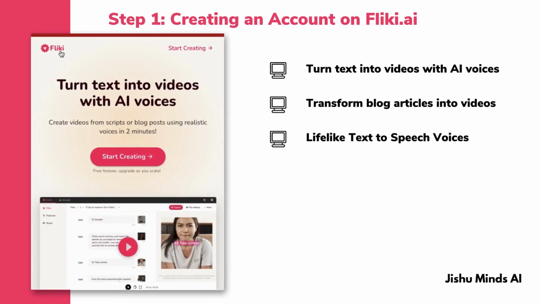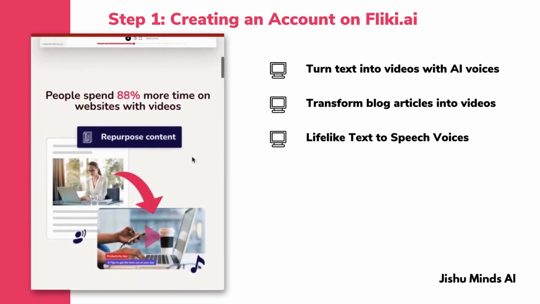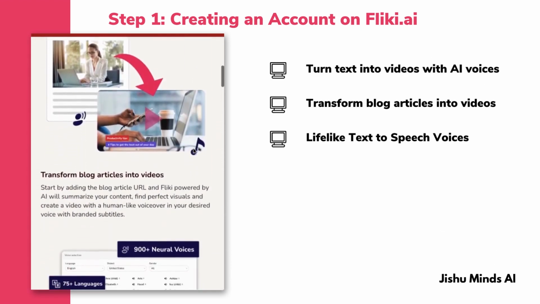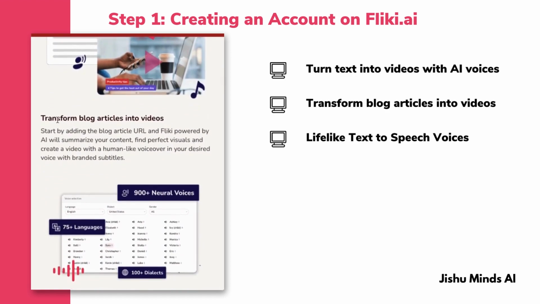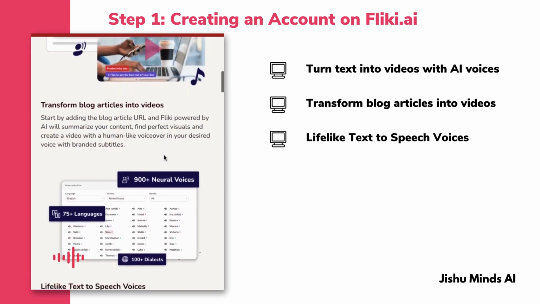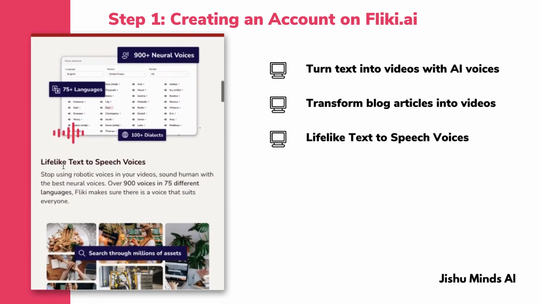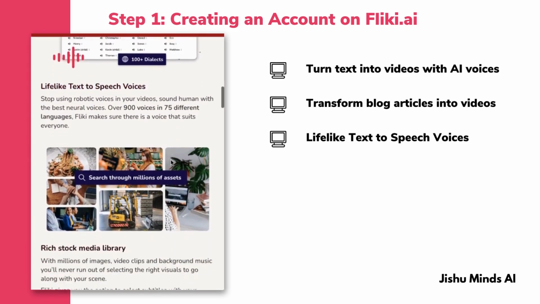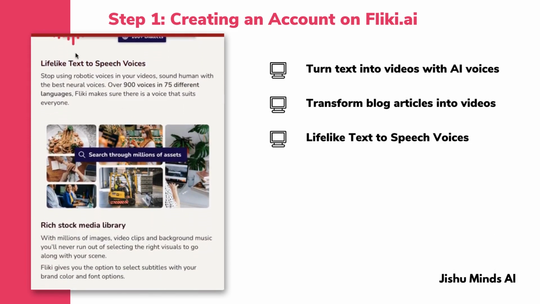Step 1. Creating an account. The first tool we will be using is Fliki.ai. To get started, you need to create an account on Fliki.ai. Simply go to the Fliki.ai website and sign up for a new account. Once you have created an account, you will have access to 3 built-in options, but I am about to show you only text to video.